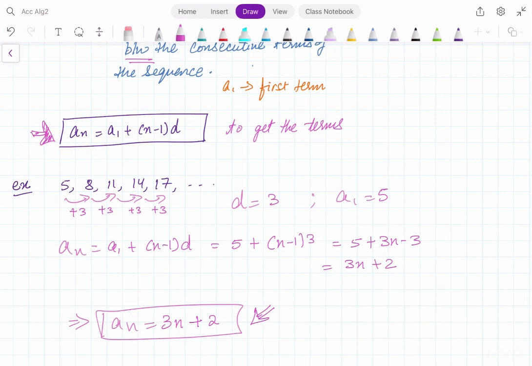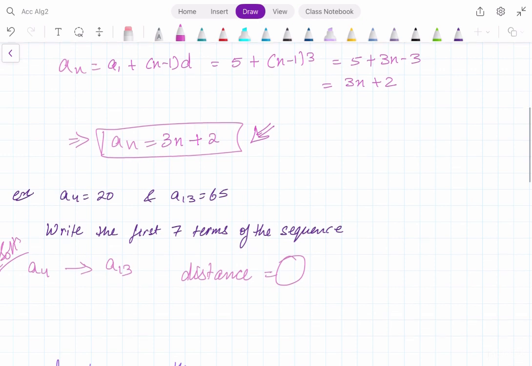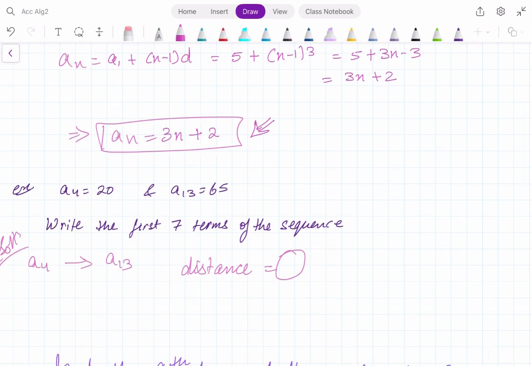So remember, this particular setup is useful for finding the next terms. In this case, we don't know the first term, but we know the fourth term and the 13th term, and they want the first 7 terms of the sequence. So the first thing is, what is the difference between the 4th and the 13th? We are covering a distance of 9 terms.